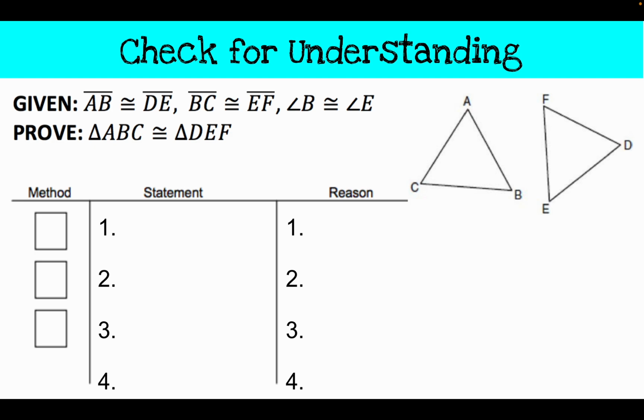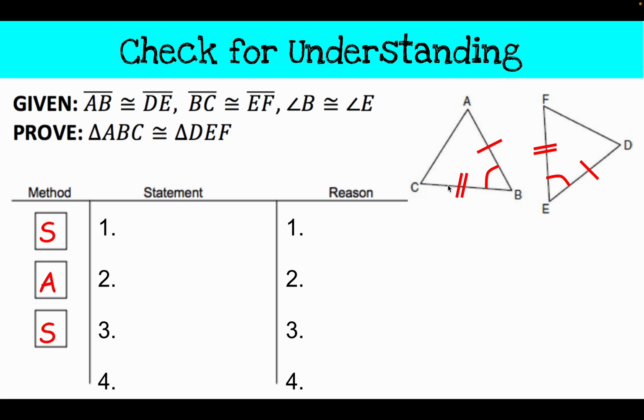All right, so given AB is congruent to DE, put a tick mark for the sides, BC is congruent to EF, and angle B is congruent to angle E. Prove that triangle ABC is congruent to DEF. So step 1, I annotate. I see based on my annotations or labels that it is side angle side.